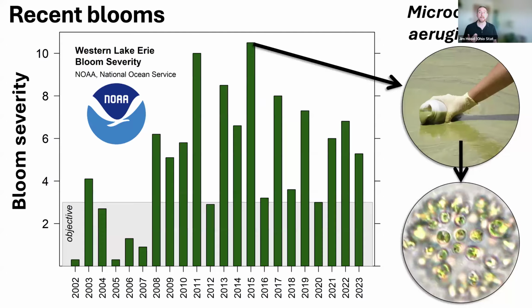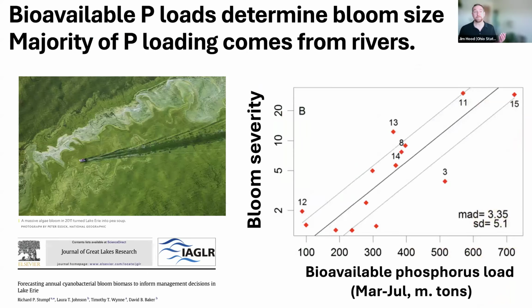These blooms are dominated by the cyanobacteria Microcystis, which produces toxins which can be harmful to humans, pets, and aquatic organisms. The size of these blooms, but not necessarily the toxicity, is strongly related to bioavailable phosphorus loading from the Maumee River between March and July. And so this is a figure from Stumpf's paper in 2016. It shows bloom severity versus bioavailable phosphorus loading between March and July. And so this suggests that bioavailable phosphorus loads are a key determinant of bloom size and means that we have to understand the controls on bioavailable phosphorus loading.